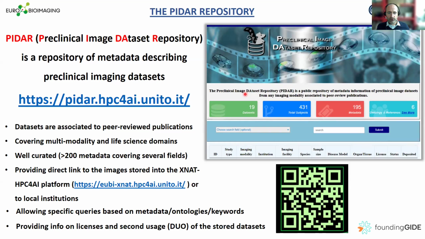The repository can cover multimodality images. It is a well-curated repository with almost 200 metadata covering different fields, and it also exploits ontologies in order to resolve the ambiguity issues that I described before. Some of the preclinical datasets also have information related to the images, which can be hosted in different repositories. We also have our XNAT instance where we can host some of the datasets that are listed here. If you want more information, you can look at the QR code provided here.